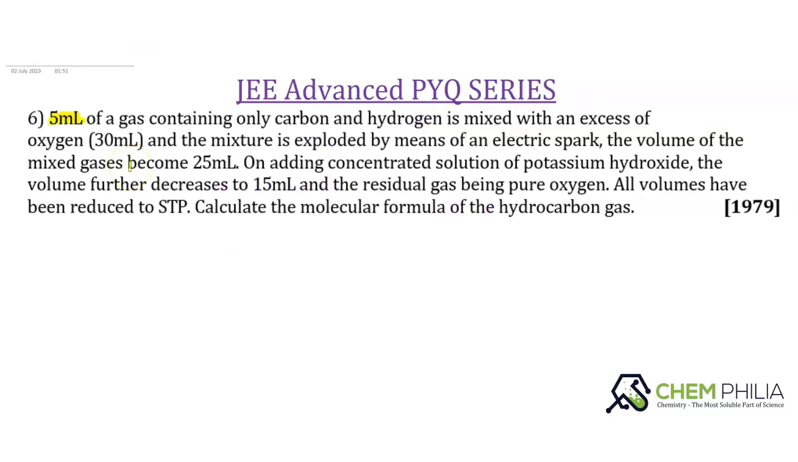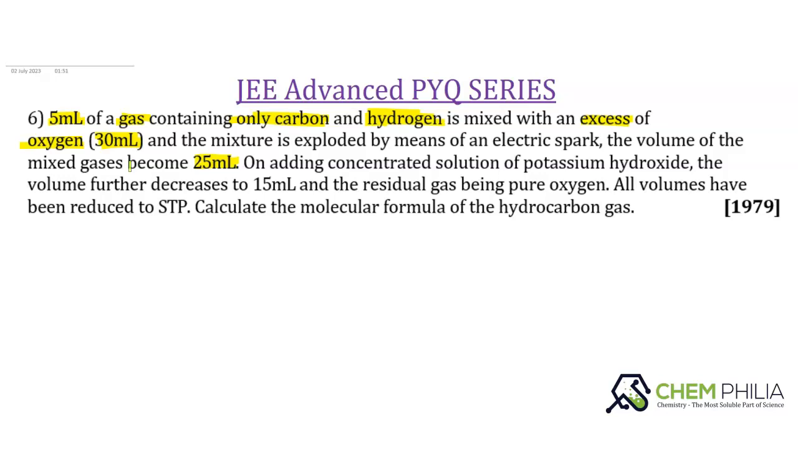5 ml of a gas containing only carbon and hydrogen is mixed with an excess of oxygen. How much oxygen is taken? 30 ml. And the mixture is exploded by means of an electric spark. The volume of the mixed gases becomes 25 ml, which means after the reaction the volume becomes 25.